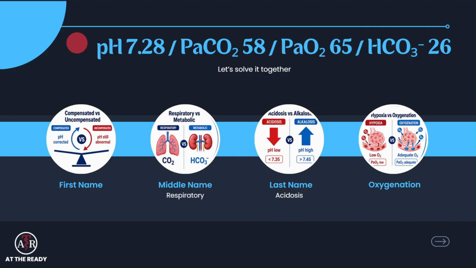Now find the first name. The pH is still outside the normal range, so for today's framework, we're calling it uncompensated. Then look at the PaO2. It's below 80, so you can add with hypoxia to the end of the name. So the full name is uncompensated respiratory acidosis with hypoxia. Now, the important question is not just what to call it. The important question is, what does that pattern mean physiologically?